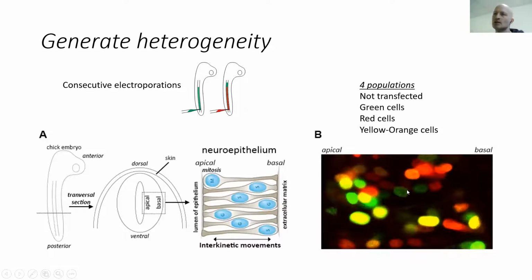So with this type of technique, you could generate mosaicism in the tissue. And then you could follow the cells over time and check what happened with the green cells that have received gene X, what happened with the red cells that have received gene Y, and then with the yellow to orange cells that have both of them in different ratios, and compare their behavior and their position in the tissue and so on.